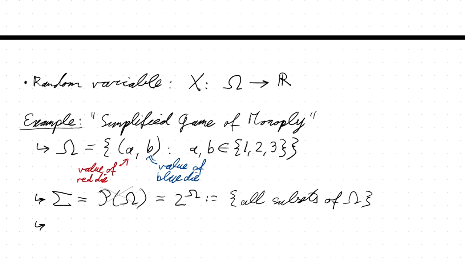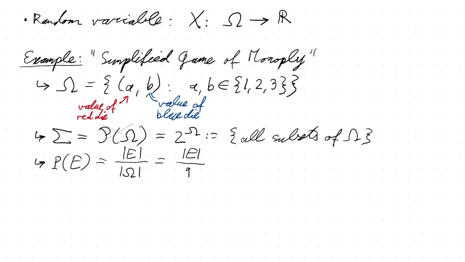And then what's the probability of any of these events? Well, we assume that these are fair dice, so individual combinations should really appear with the same probability. So we can say that the probability of some event, which is a subset of the sample space, is just the number of different states in that event divided by the number of states in our sample space, which is 9. So this is the size of the set E divided by 9.